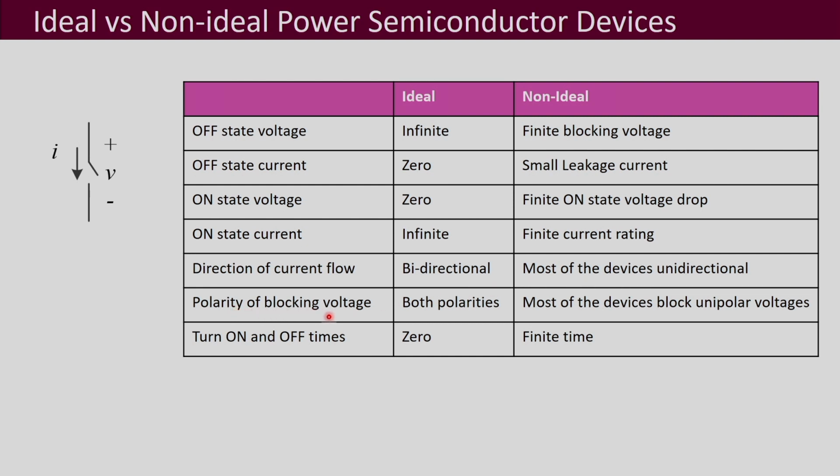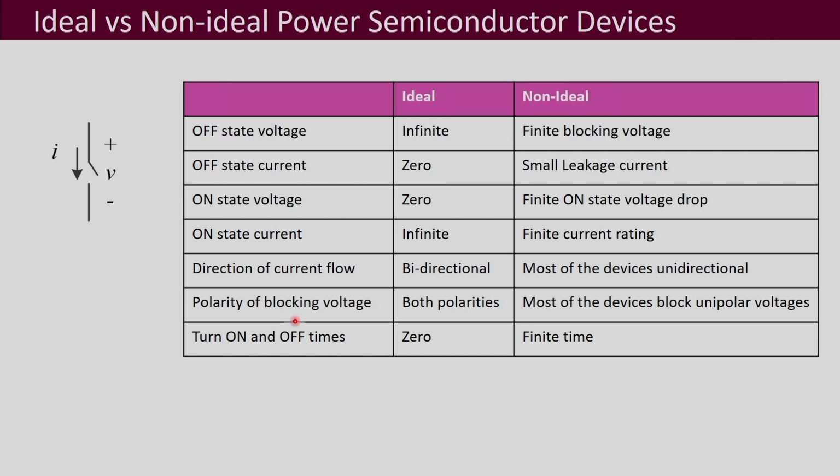Then the polarity of the blocking voltage, that means when you apply a voltage over here and the device is off, the voltage that it can block can be of either polarity when we assume it to be ideal. But in a practical device, most of them block unipolar voltages. Now there are devices like thyristor which can block voltages of both polarities as well. That is why for most of the devices I have written block unipolar voltages, not all of them. There are also devices which can block bipolar voltages.